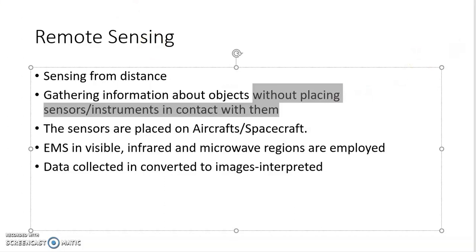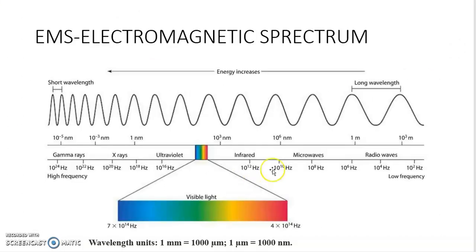We have studied this in physics, but let's revise. You must have seen this. This is the electromagnetic spectrum. When we take a mobile and click a photograph, we are clicking photographs in this range, 7 into 10 raised to 14 hertz to 4 into 10 raised to 14 hertz. This small part of the electromagnetic spectrum is what is visible to human eyes.